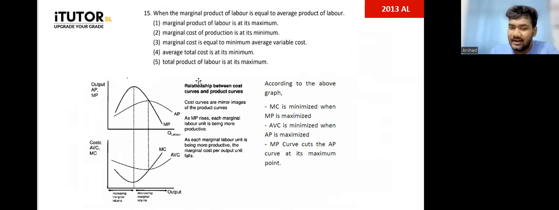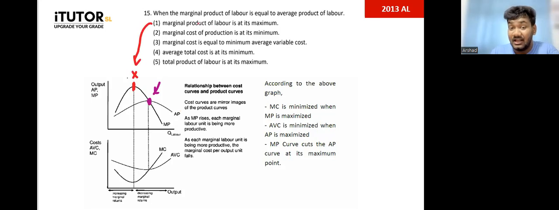So which one can we say, guys? When the marginal product is equal to the average product, which point are we talking about? We are talking about this purple point, here. This is where marginal product is equal to average product. Option one says marginal product is at its maximum. Look at the diagram and tell me, at this point, is the marginal product at the maximum? No, marginal product is maximum here, right? So the first one is wrong.